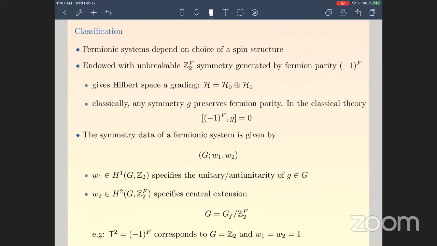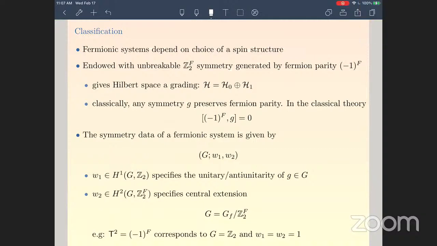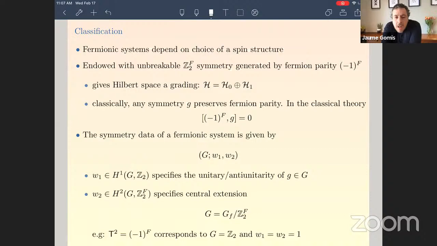Jaume, I'm still puzzled by this -1 to the F and G commutator. So for you, G is the global symmetry element, so it's e to the i alpha times the charge. Yes. Then whether it commutes or does not, you say, will always be even? Yes. Okay, this is just a statement that every symmetry is a number. Yes. Okay, thank you.